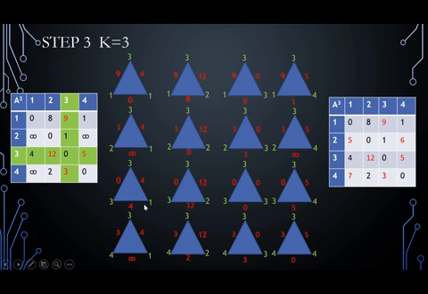0 plus 4 compared with 4 remains 4. 0 plus 12 compared with 12 remains 12. 0 plus 0 compared with 0 remains 0. 0 plus 5 compared with 5 remains 5.